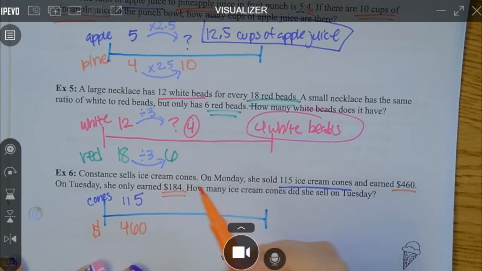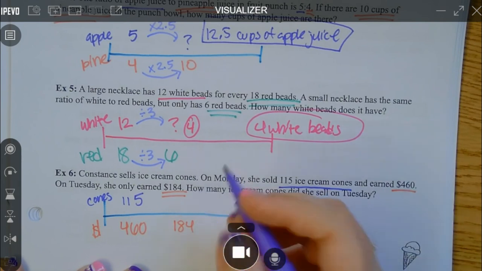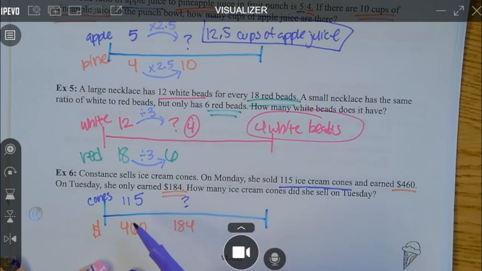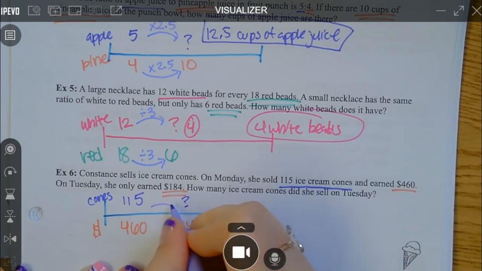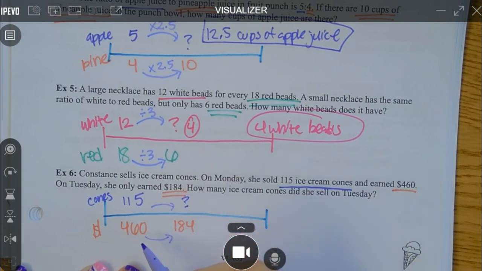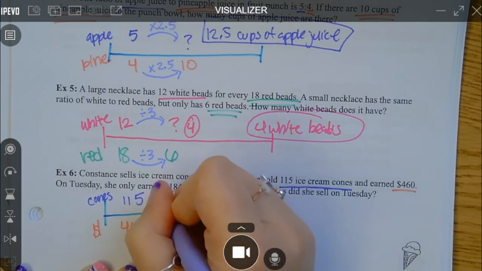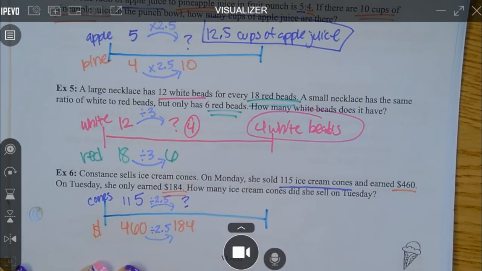Where do I put that? Well, we decided to put money on the bottom, so I'm going to put the 184 down there as well. And then we're solving for how many cones did she sell then, if that's how much money she made. Okay, notice how these go together and these go together. So now, always move towards the direction of your unknown. So I'm going this way. How did you go from 460 to 184? Okay, go ahead and divide that. And yeah, you can see that if you did 460 divided by 184, you got 2.5. So I divided this by 2.5 to get that. So do 115 divided by 2.5. And what do you get?